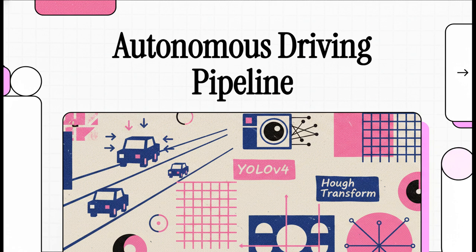Today, we're diving into a really fascinating explainer on an autonomous driving pipeline built entirely in MATLAB. We're going to look at how combining cutting-edge deep learning, specifically YOLOv4, with classical geometric image processing, the Hough Transform, creates this incredible system for real-time vehicle and lane detection.